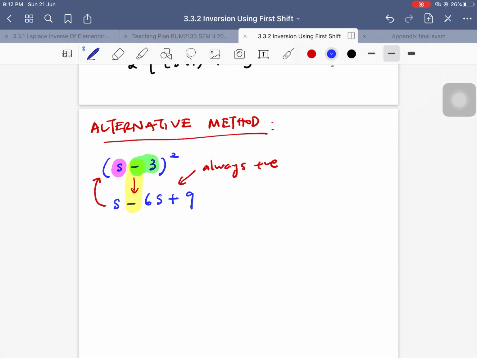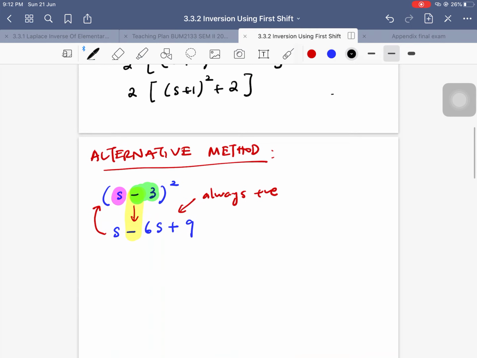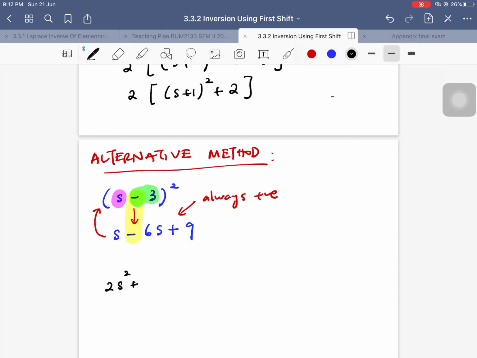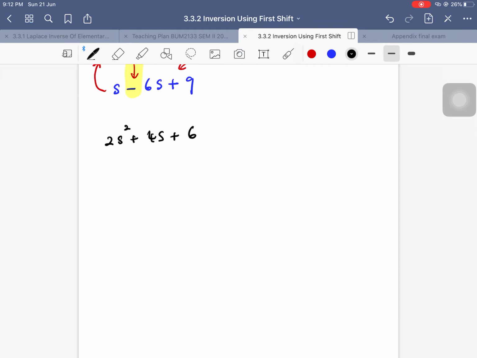Let's take the previous expression that we had: 2s squared plus 4s plus 6. Before you use this method, first of all, make sure that the coefficient is equal to 1. It's going to make your life easier that way. So here I'm going to factorize, and I end up with 2 multiplied by (s squared plus 2s plus 3). Now I'm going to start making a complete square out of this.